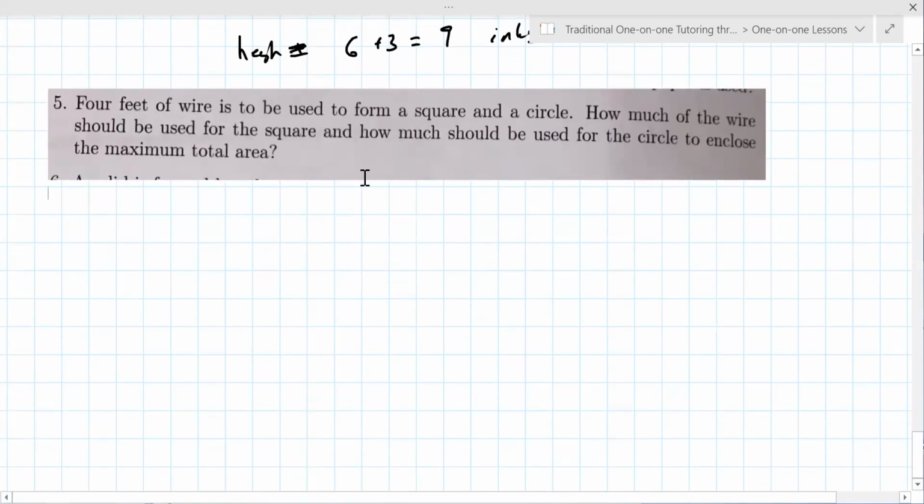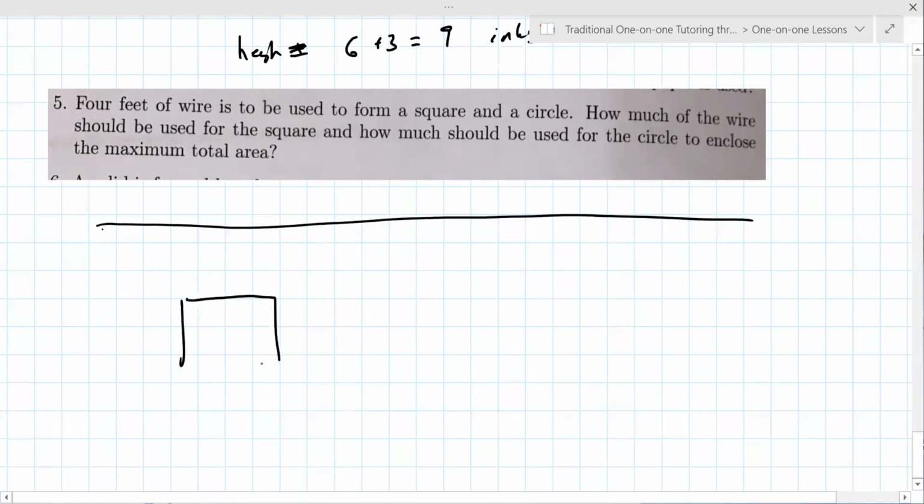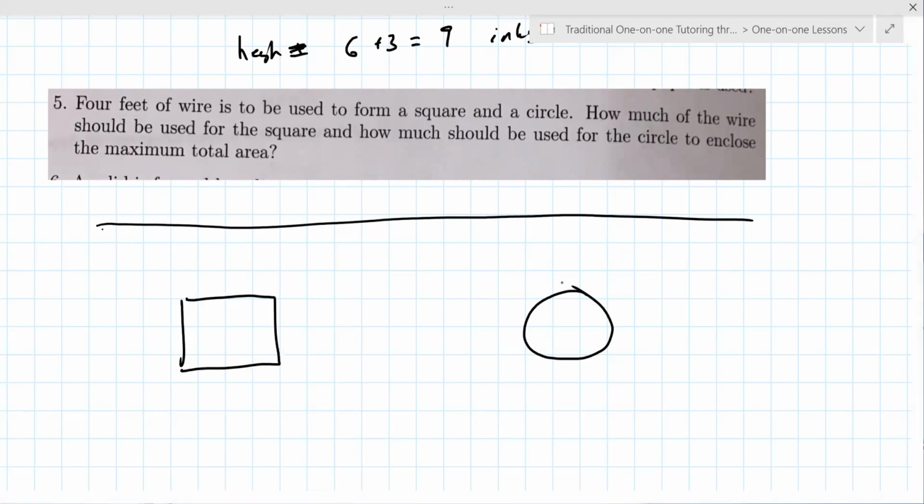4 feet of wire is to be used to form a square circle. I'm laughing because I don't know why anybody would ever do this. But that's what they do. So this is your length of wire, this is your 4 feet, and you're going to produce a square and a circle out of it. How much of the wire should be used for the square and how much should be used for the circle to enclose the maximum total area?